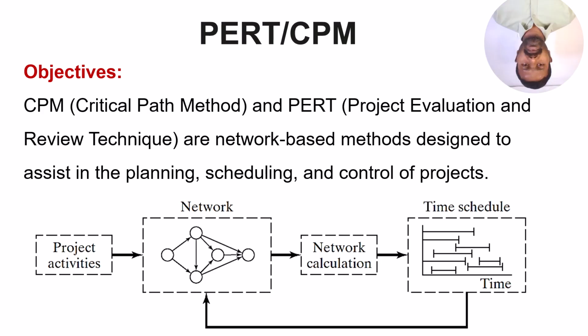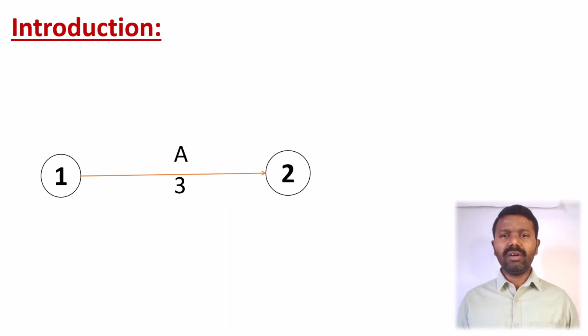For example, we will take one activity. The activity name is, let us say, A, and this activity A takes around 3 days to complete. Here 1 is the starting of the activity, which takes 3 days to complete, and 2 is the ending of the activity. And this is one activity, if you understand.